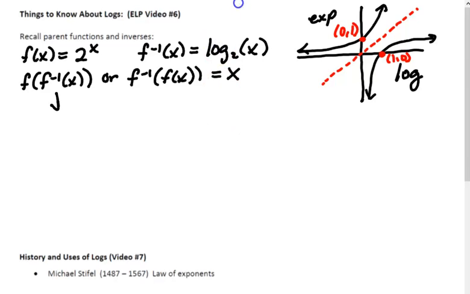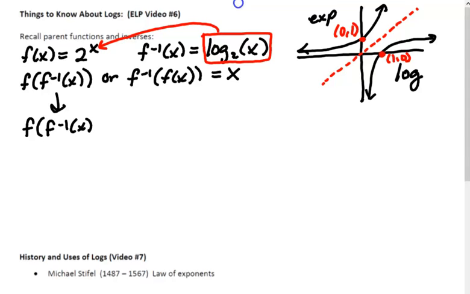Let's do this one first. If I'm going to substitute f inverse of x into f of x, it means I'm going to take this and substitute it for x in this function. So f of f inverse of x would be 2 to the log base 2 of x. And I said that should equal x.